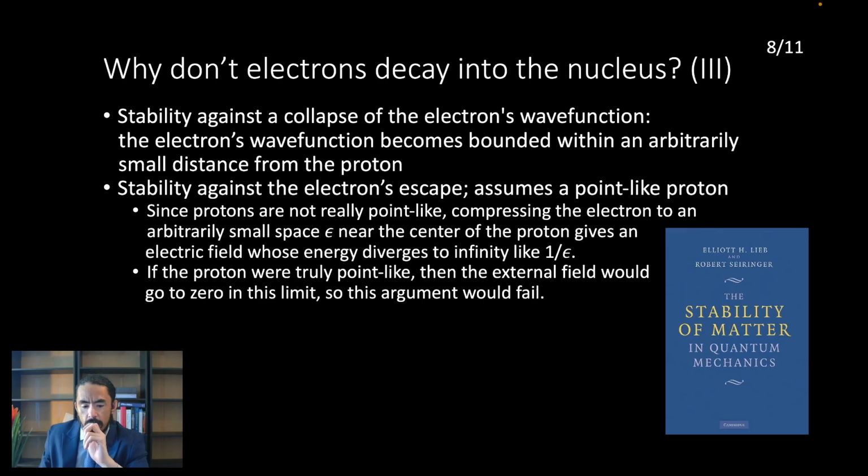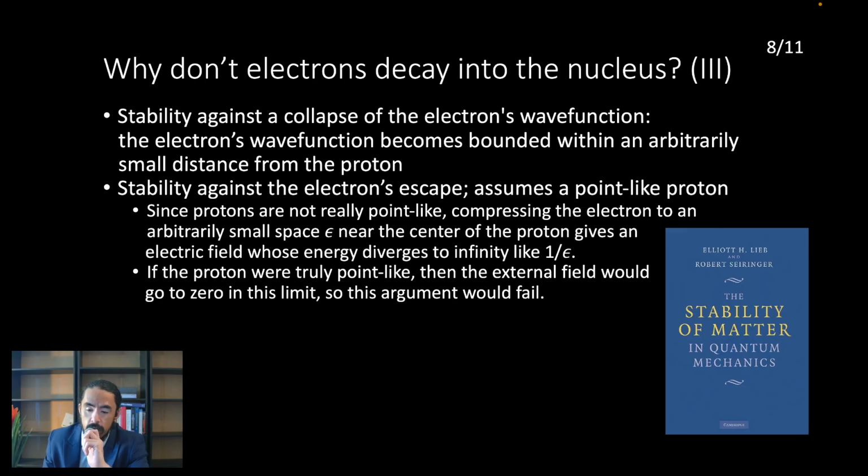And then there's the other aspect, considering the stability against the electron's escape. This aspect assumes a point-like proton. One of the problems with this, and this is a problem stemming from going back to the Bohr model of the atom, is that protons, of course, are not really point-like.